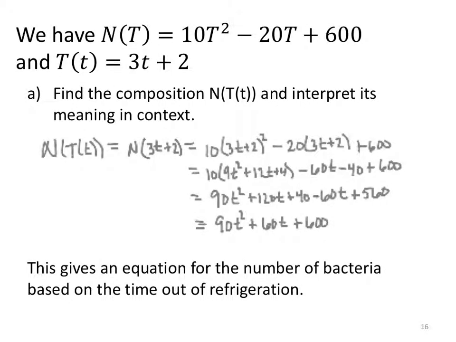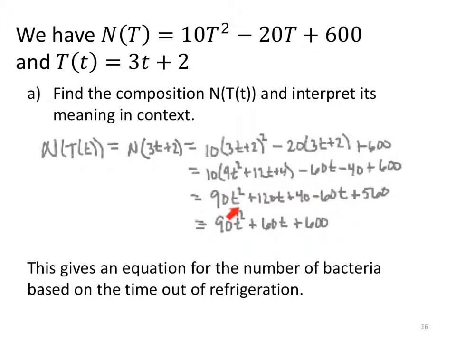So finding the composition, n of capital T of little t, I put in my function here, n of 3t plus 2. And then everywhere I see a capital T, I'm going to replace it with 3t plus 2. Don't forget to multiply that by itself, so we'll get 9t squared plus 6t plus 6t plus 4, and then I combine my 6t and 6t to get 12t. I distribute my 20 times the 3t and my minus 20 times the 2, and I leave my 600 hanging out.